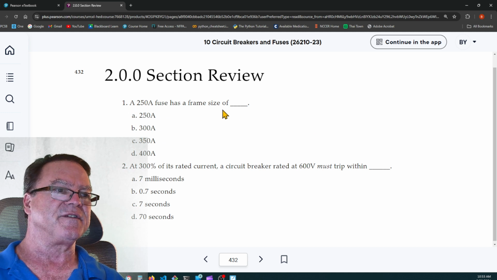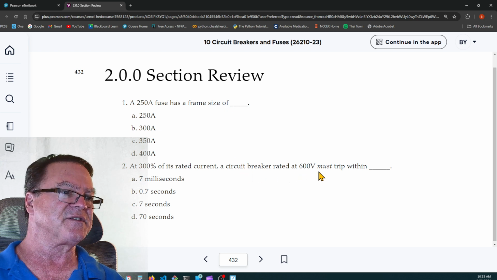Here's section 2 review. 250 amp fuse has a frame size of what? We have to go back and look. And at 300% of its rated current, a circuit breaker rated at 600 volts must trip within how many seconds?